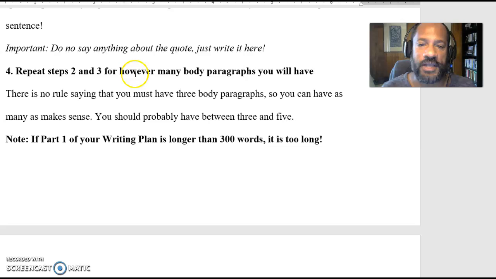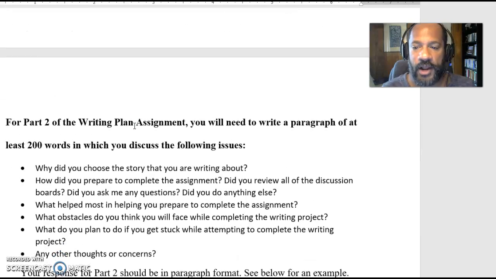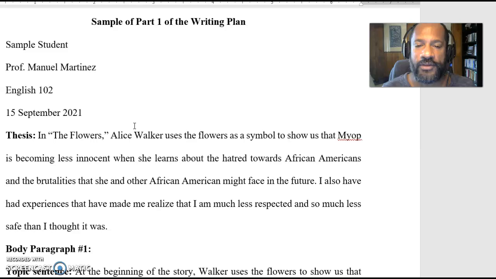And then you repeat steps 2 and 3 for how many body paragraphs that you have. There's no rule saying you must have 3 body paragraphs. Students often think that, but there's no rule about that, so you can have as many as makes sense. You should probably have between 3 and 5 body paragraphs. So let's see practically how this works. There's a second part to the writing plan I'll get to in a second, but let's look at how this works.